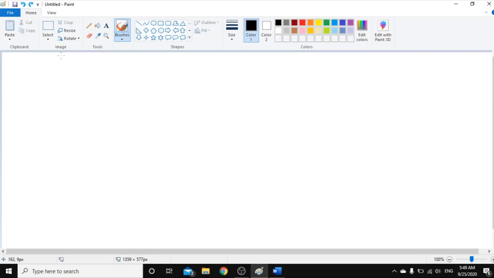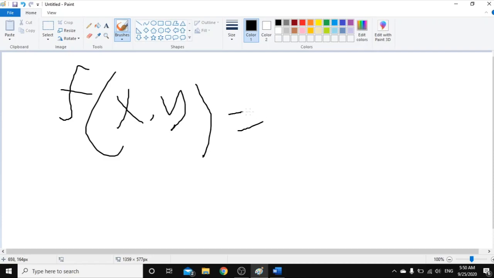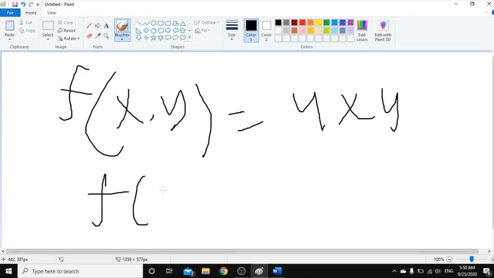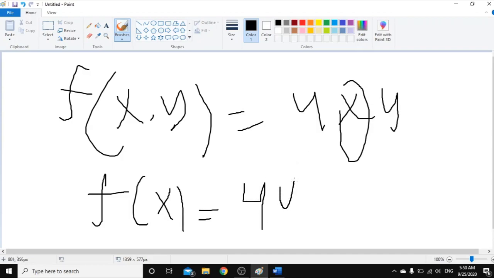The partial derivative, you have to take with respect to x and y. Let me give you a simple example. Let's say f of x and y is equal to 4x times y. To solve this one, you need to take every single piece in partial derivative. So firstly, I will take the partial derivative with respect to x. The derivative of x here is 1, so the answer will be 4y.